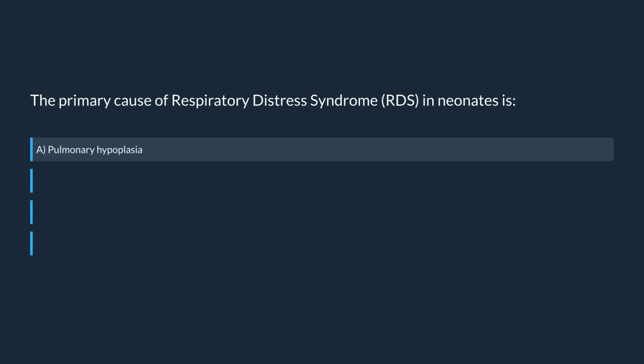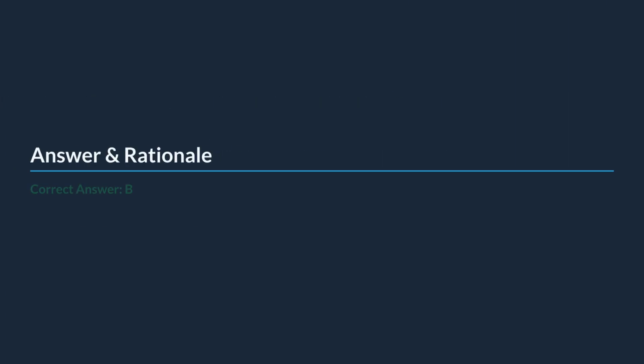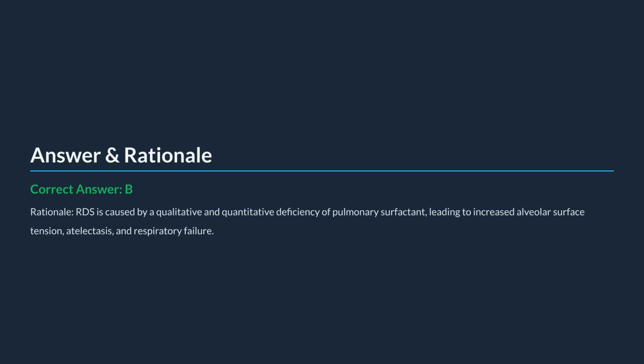Is it pulmonary hypoplasia, deficiency of surfactant, excess of lung fluid, or congenital heart disease? The correct answer is B. RDS is caused by a deficiency of pulmonary surfactant, leading to increased alveolar surface tension, atelectasis, and respiratory failure.